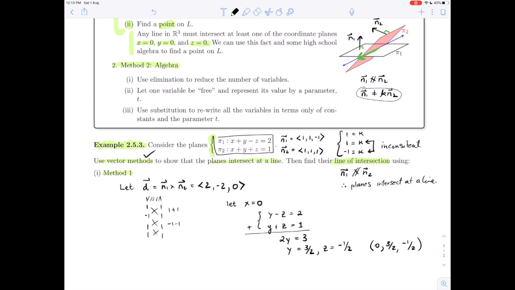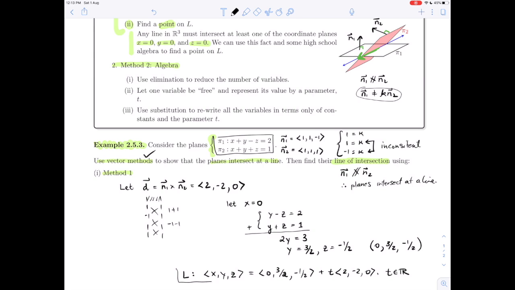And so since I have a point on the line and a vector parallel to the line, I can give the equation of the line of intersection: x, y, z is the position vector of the point that we just found, 0, 3 halves, minus 1 half, plus t times the direction vector 2, minus 2, 0 for any t in R. So there is the answer.